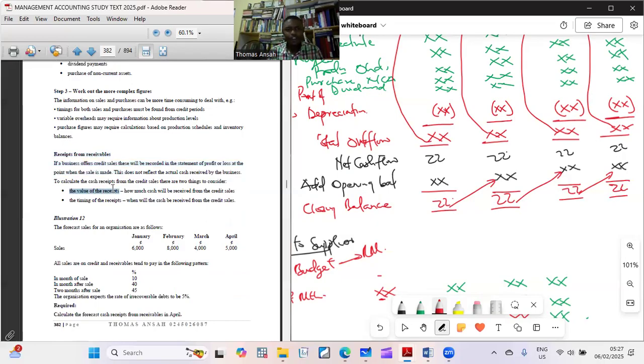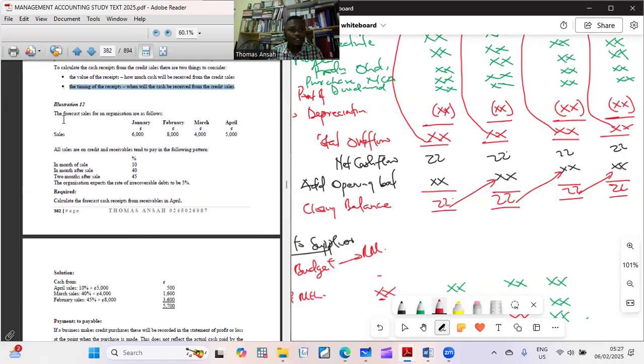So like I said, check the value of the receipt and how much will be received from the credit sale. The timing of the receipt, when would the cash be received from the credit sale? So be careful about that. Now, you see the way I set this one up, these are the sales amounts. It says that all the sales are on credit and follow this pattern. In the month of sale, you get 10%. Then in the month after the sale, 40%. 2 months after the sale, the organization expects a rate of irrecoverable debt to be 5%.